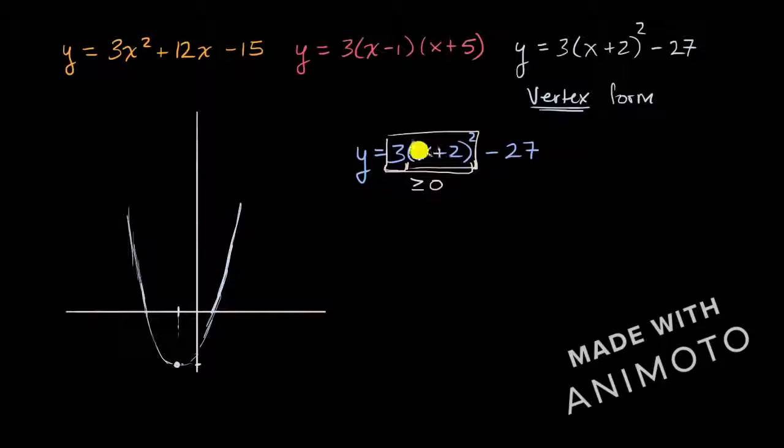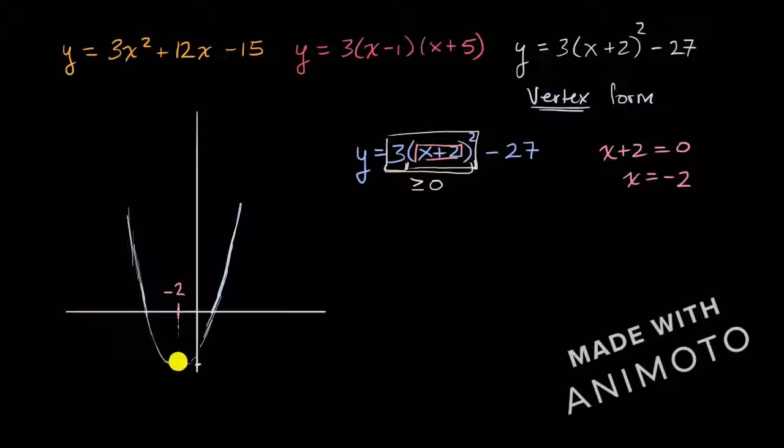And so when will this equal 0? Well, it's going to be equal to 0 when x plus 2 is equal to 0. So if you want to find the x-coordinate of the vertex, for what x value does x plus 2 equal 0? Of course, we can subtract 2 from both sides, and you get x is equal to negative 2. So we know that this x-coordinate right over here is negative 2.